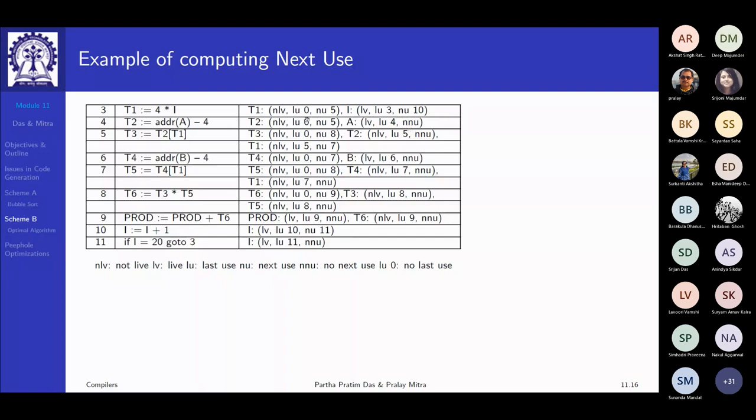Finally, the first instruction at 3. So I is where? Here. Last use is 10. So the next use is 10 here. It is defined at this point and it is used at this point. So LU is 3. Program variable, so it is live. T1 is not live. Defined here, LU 0. And T1 had a last use 5, so its next use is 5. So in this way, this is just a simple example to show that we can compute the next use information.